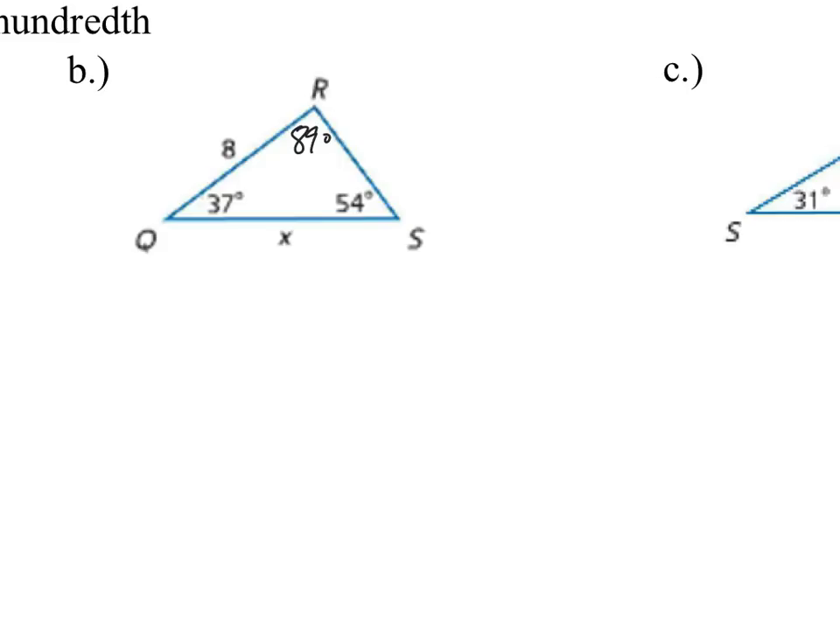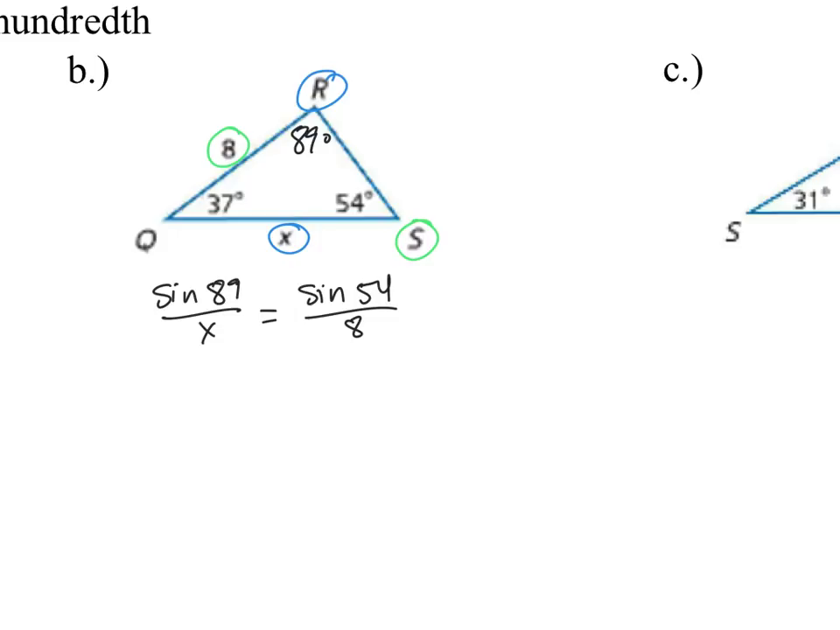All right, so we're going to write a ratio that involves the sine of angle R and x. And then we need to set that equal to a ratio of an angle and the side opposite it. So why don't we use angle S, because we know the side opposite angle S. All right, so our ratio would look like this. We'll take the sine of angle R, which is 89 degrees, and put it over x, and that's going to be equal to the sine of the 54-degree angle divided by 8. So we just took the sine of R over x is equal to the sine of S over 8.